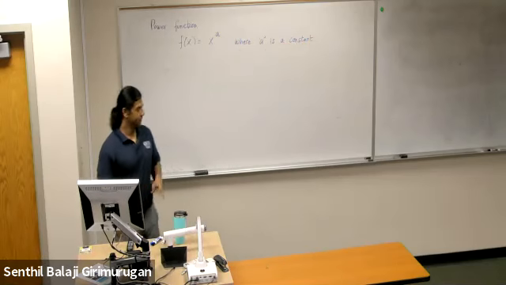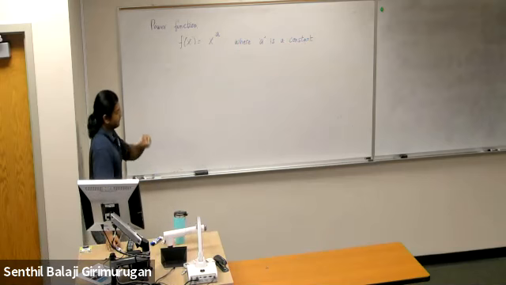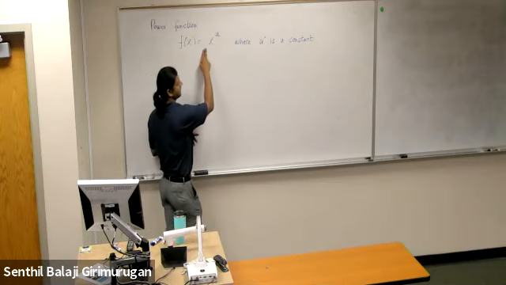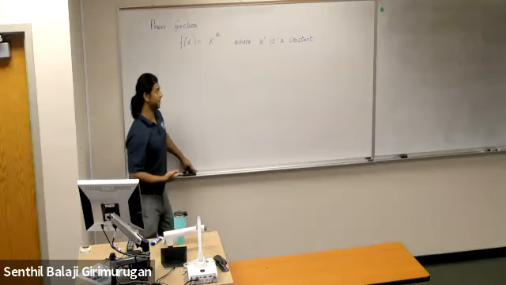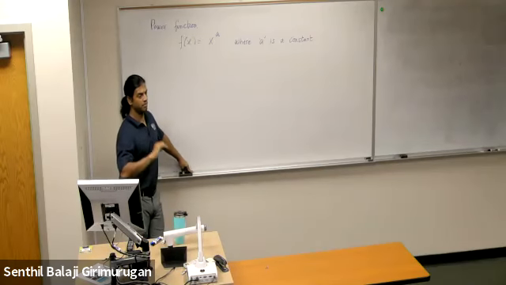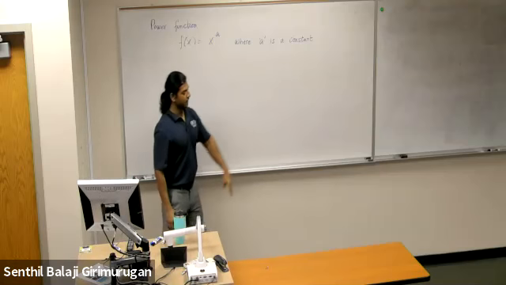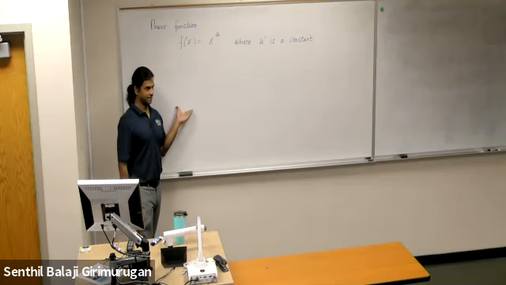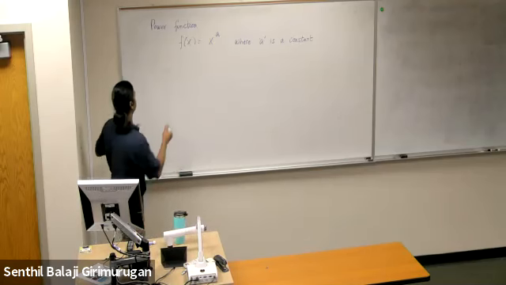So f of x is equal to x raised to the power of a is called a power function, where a is a constant. Now I could multiply something here, I can add or subtract something there, I can divide that by something. Regardless, it's still a power function. Does that make sense? A power function is a polynomial where all terms are 0 except the leading term. Does that make sense? So, examples?